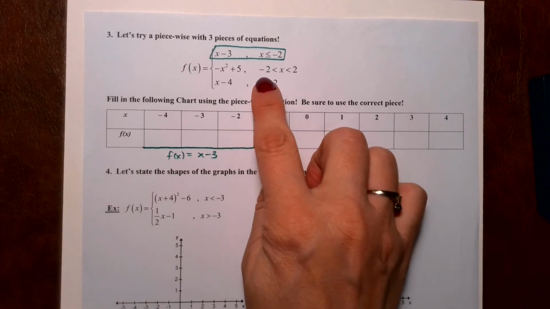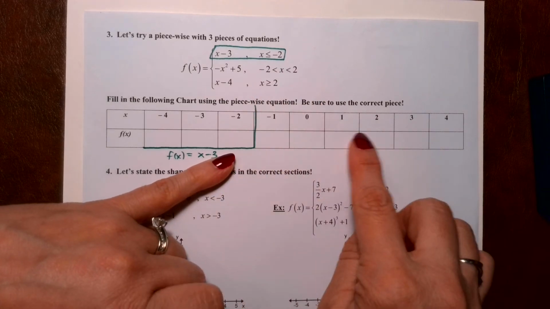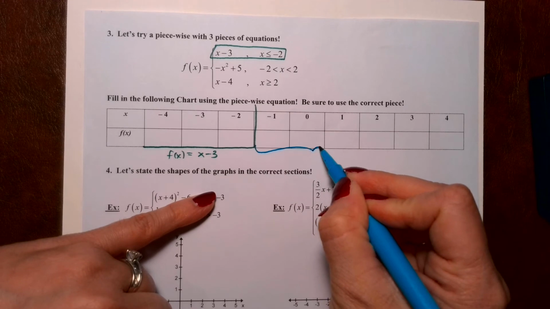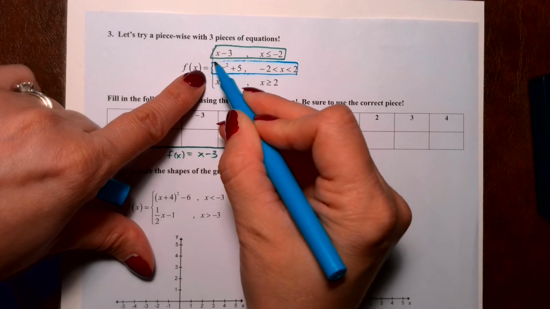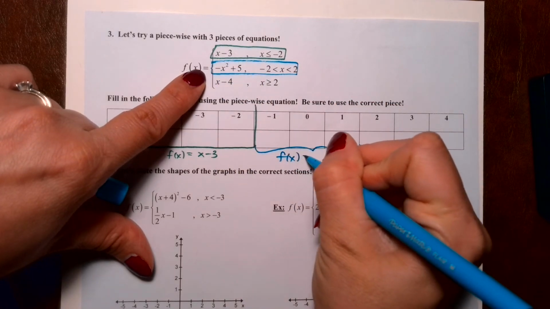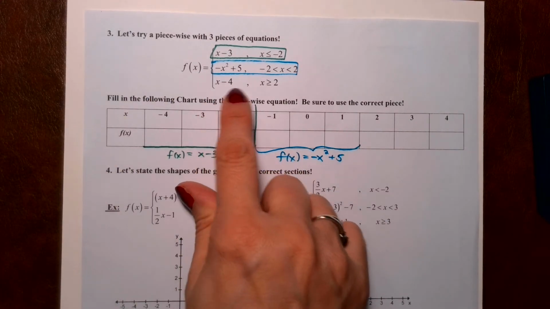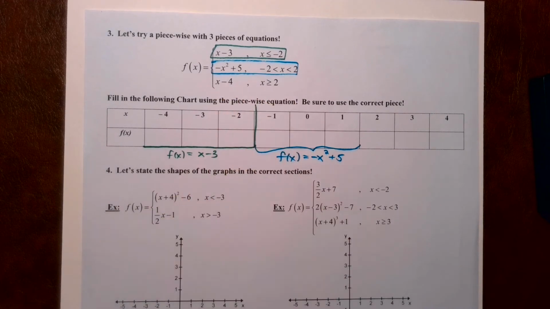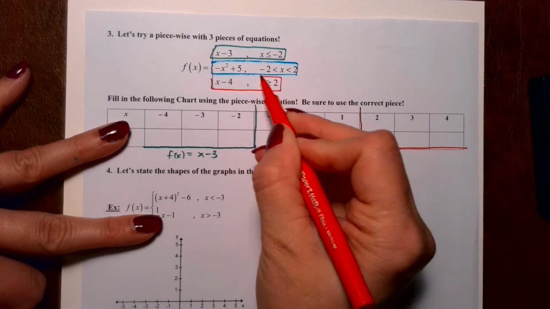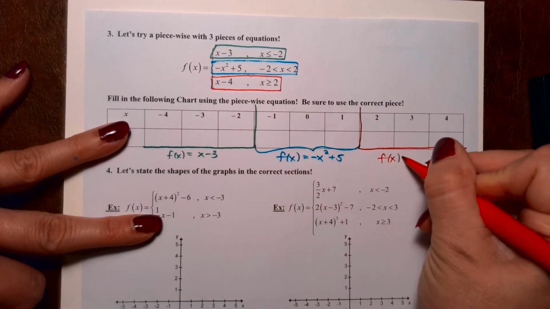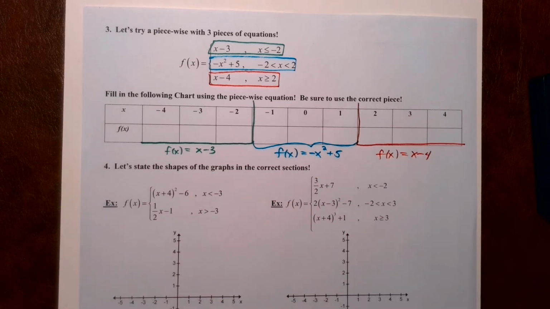If you are between -2 and 2, so not including -2 and not including 2, then if you are inputting these x values, you're going to be using this parabola equation. So f of x would equal -x squared plus 5. And then finally, if you have values that are greater than or equal to 2, so all of these right here, then we're going to be using this other line, f of x equals x minus 4. Now that we've organized our thoughts, let's go ahead and input the values.